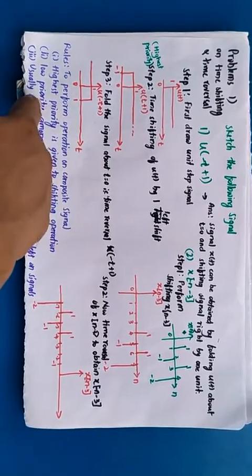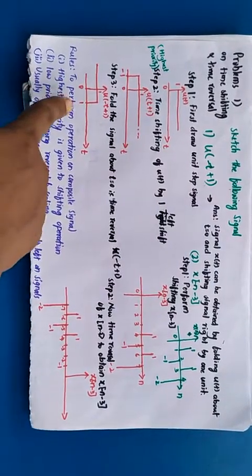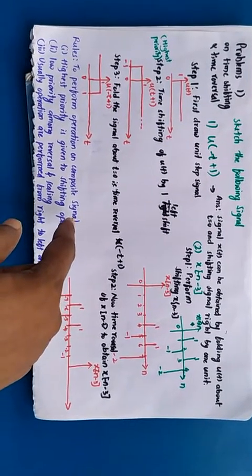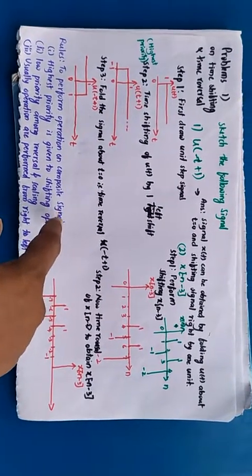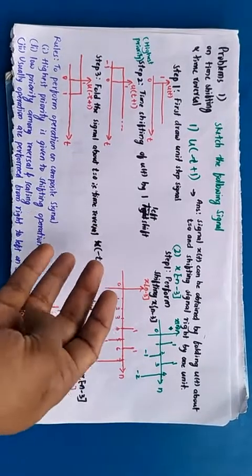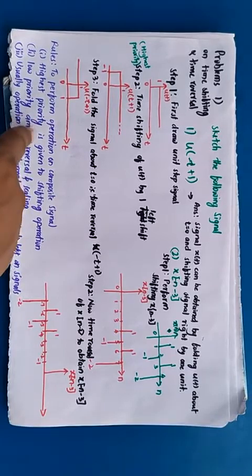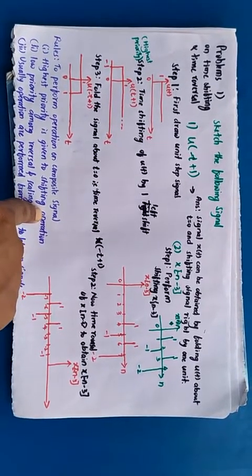Once again, let's look at the rules here. To perform operations on a composite signal, or you can say a complex signal, composite signals are nothing but signals that involve multiple operations to be performed. The very highest priority is given to the shifting operation, as I said.